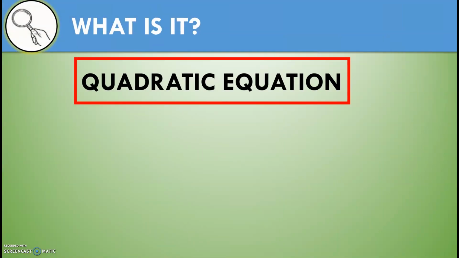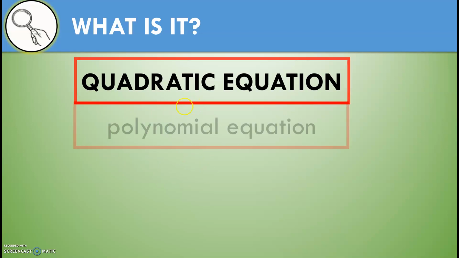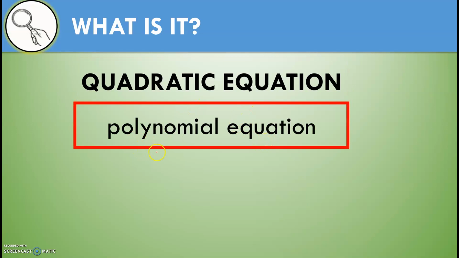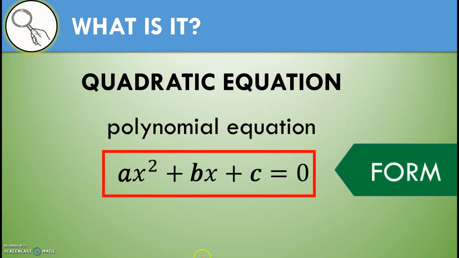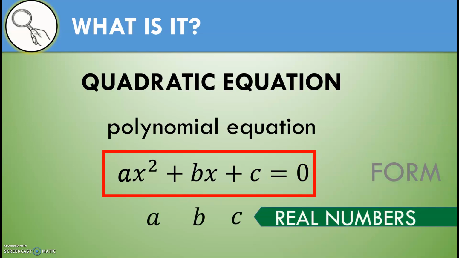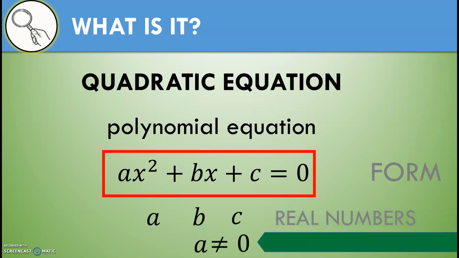So question is, what is a quadratic equation? Okay, so a quadratic equation is a polynomial equation which is expressed in one variable, in the form of ax squared plus bx plus c equal to 0, where a, b, and c are real numbers, right? And a must not be equal to 0.